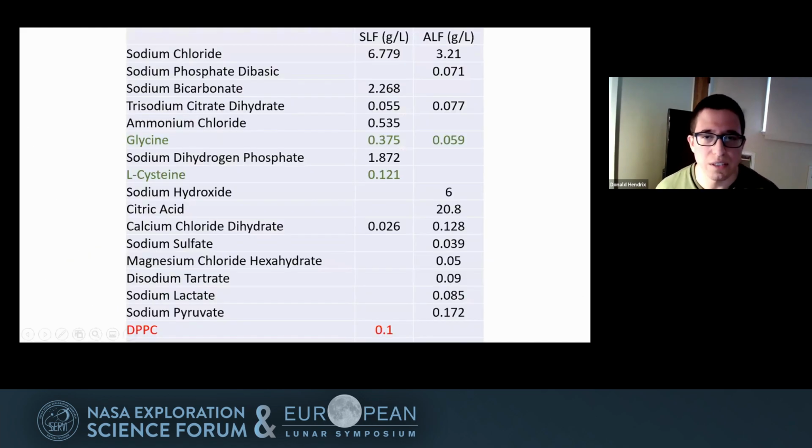So here's just the list of what's in both the simulated lung fluid and artificial lysosomal fluid in grams per liter. I highlighted in green the amino acids, and in red, DPPC, which is a surfactant that is commonly found in lung fluid.